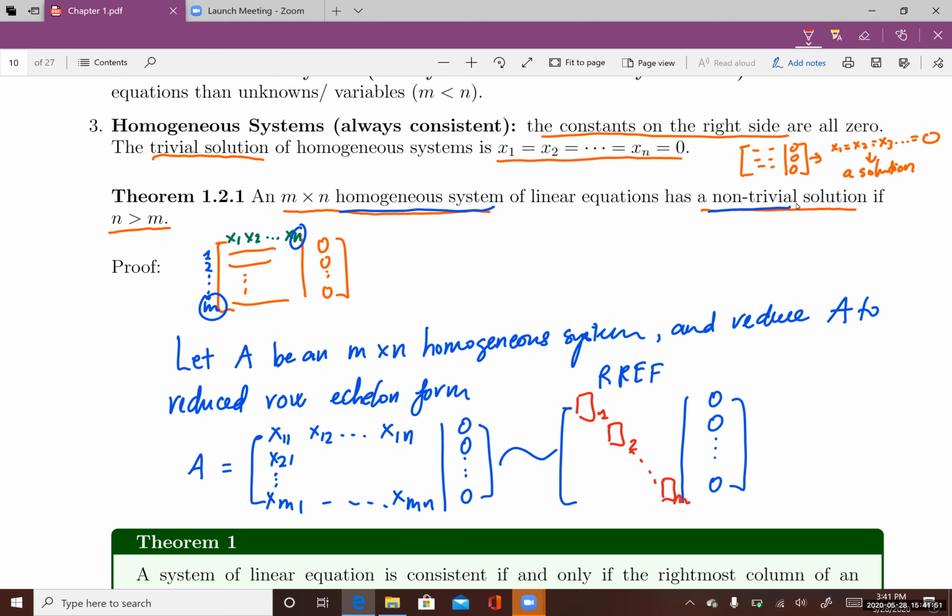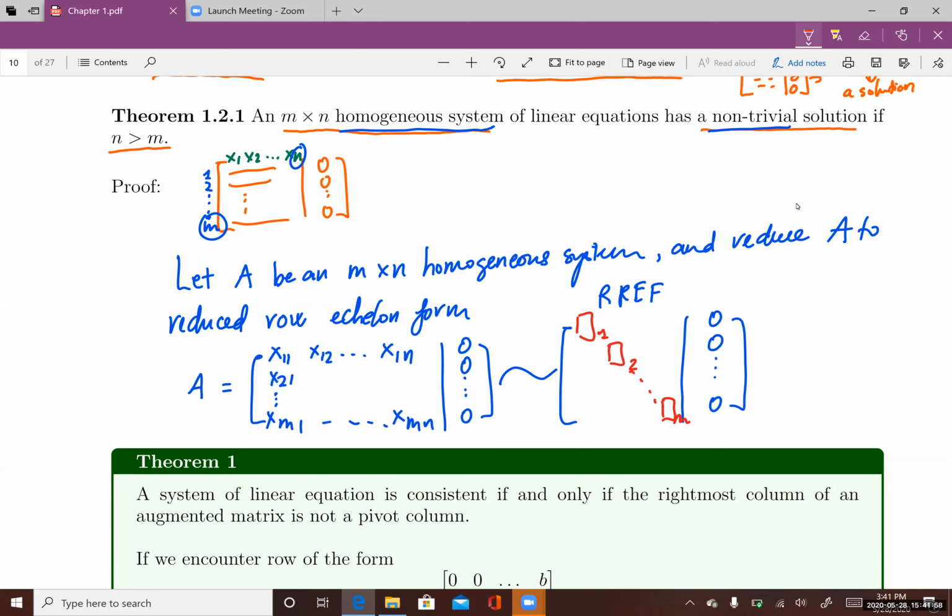You have m pivot positions, and each of the pivot positions will correspond to one pivot column. So this is the pivot column. Okay. This is another pivot column. Since m is less than n, that means the number of pivot columns will be less than the number of variables.